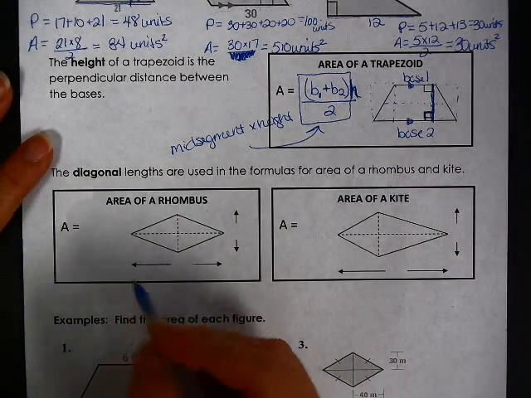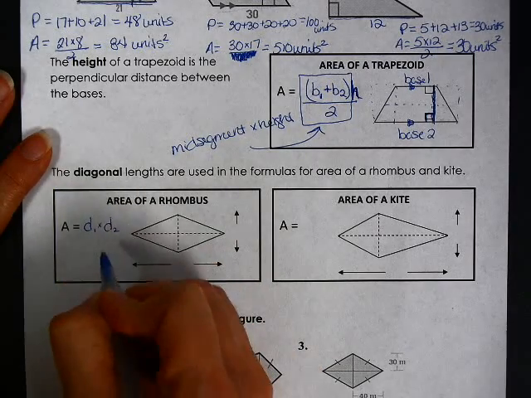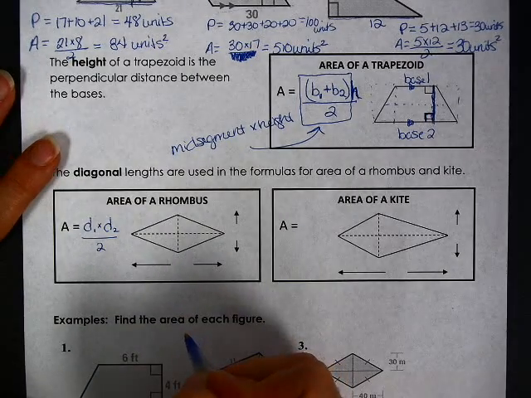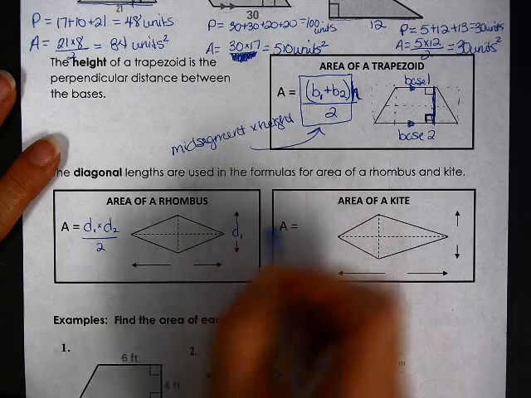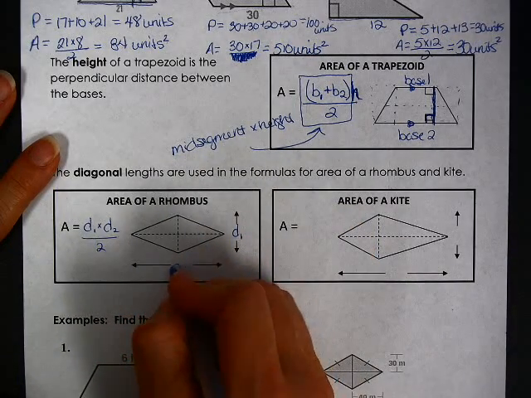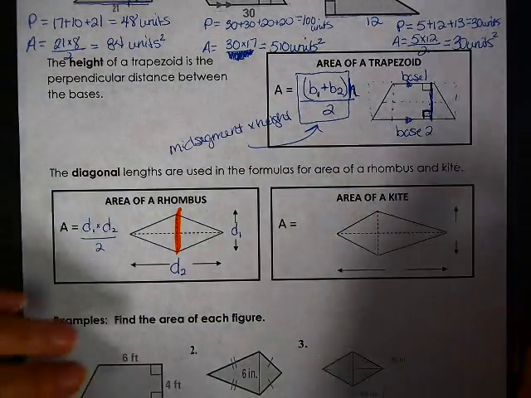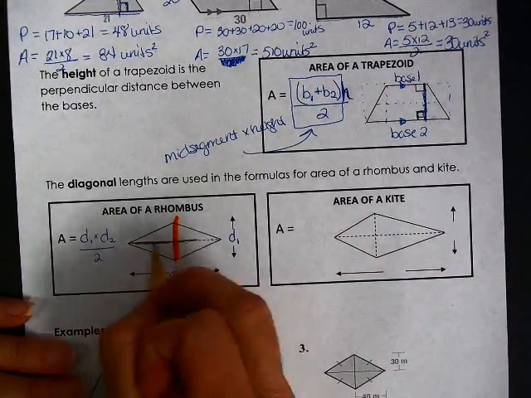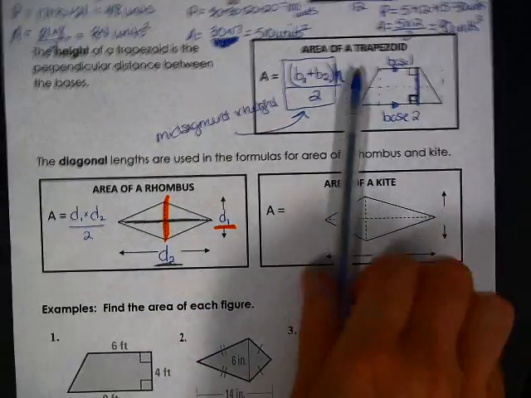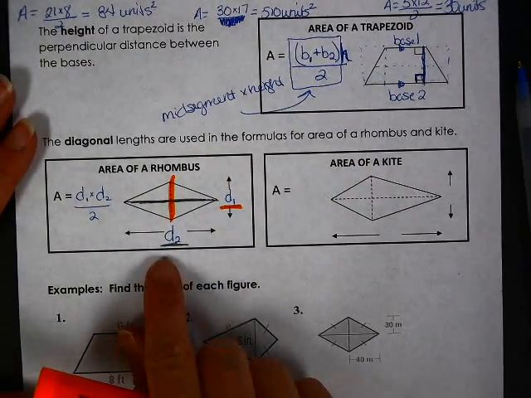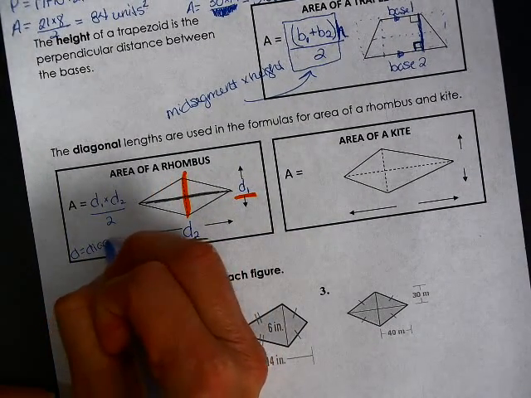And how they work out is we're taking diagonal 1 times diagonal 2, and we're dividing it in half, okay? Right here, we'll call this diagonal 1, and we'll call this one diagonal 2. Okay, so diagonal 1 is going to be orange, and diagonal 2 is going to be in pencil. All right, so that's all there is to it. And make sure you know that D is the diagonal.